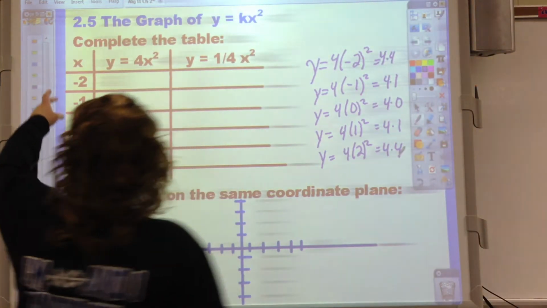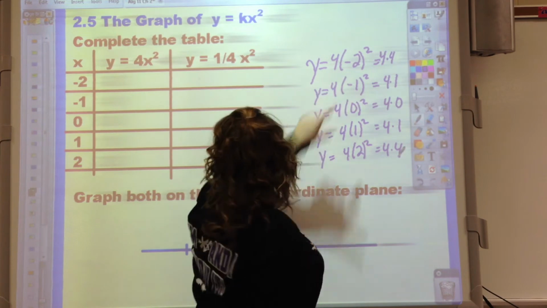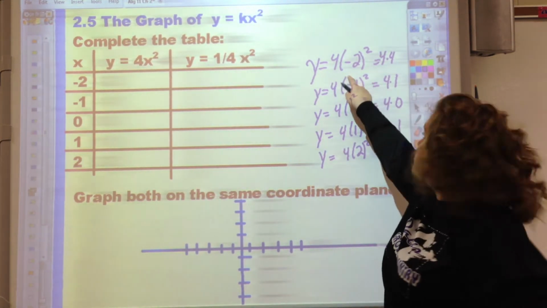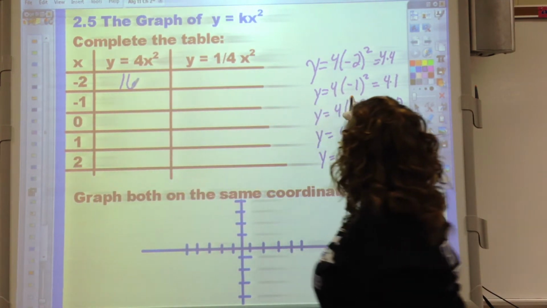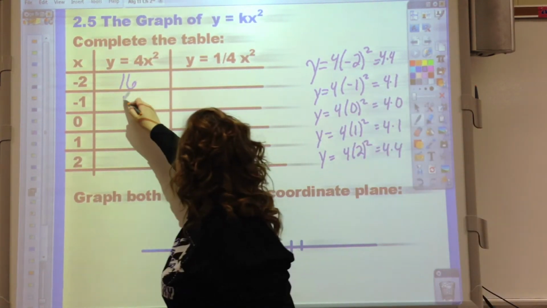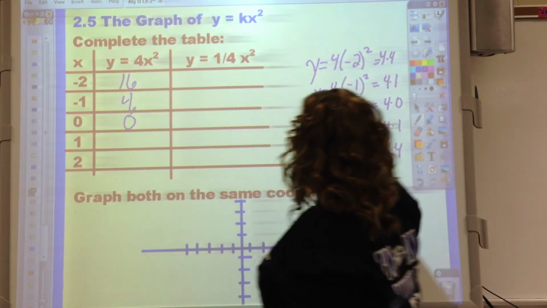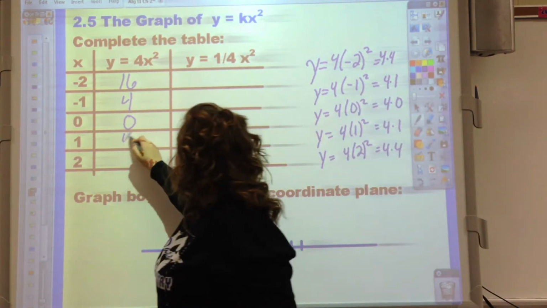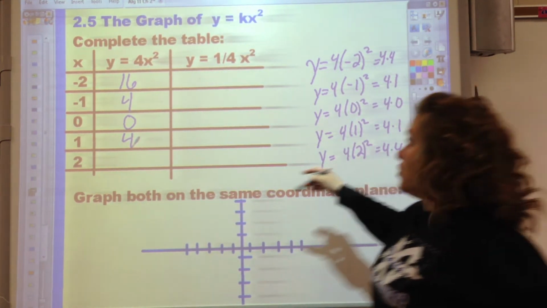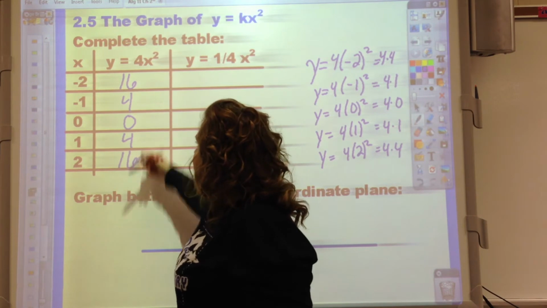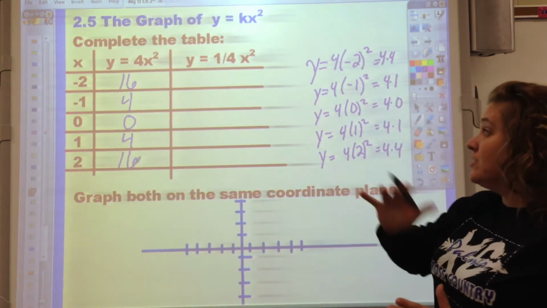For each of these values of x, I'm going to plug them in. For negative 2, I get 4 times negative 2 squared, 4 times 4 is 16. For negative 1 squared, 4 times 1 is 4. For 0, 4 times 0 is 0. For 1, 4 times 1 is 4. And for 2, 4 times 4 is 16. So you can see how these points are a reflection of each other.